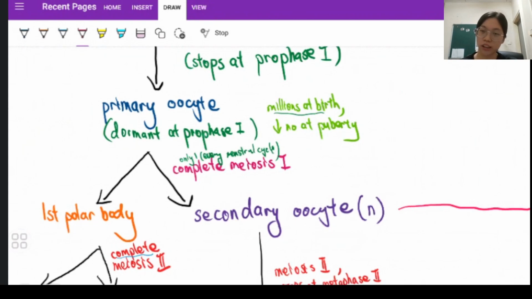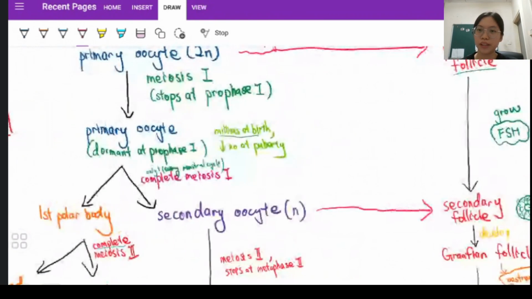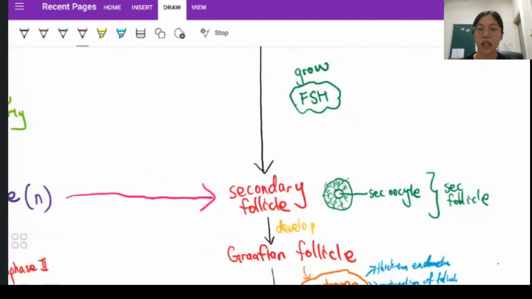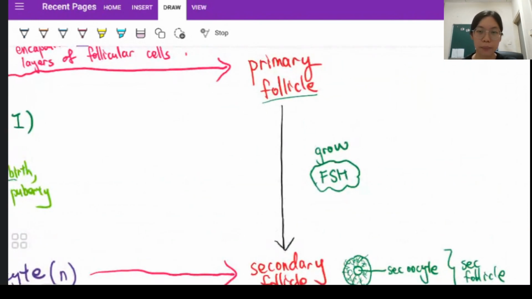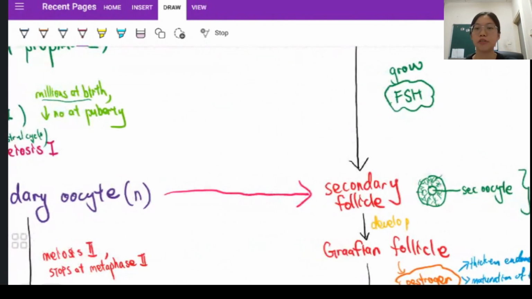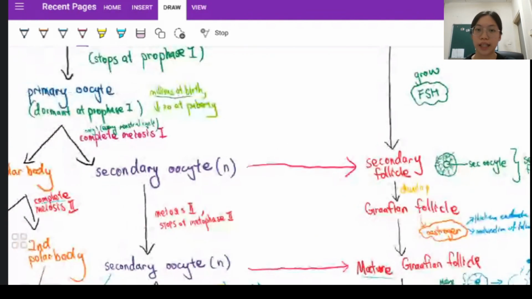So this secondary oocyte, basically in the primary follicle, is also encapsulated with more follicular cells to become a secondary follicle. Same thing. And the reason the primary follicle grows into the secondary follicle is that it is stimulated by the follicle stimulating hormone. It's very direct, follicle stimulating. So it stimulates the follicle growth. That's the reason why the primary follicle grows into the secondary follicle.